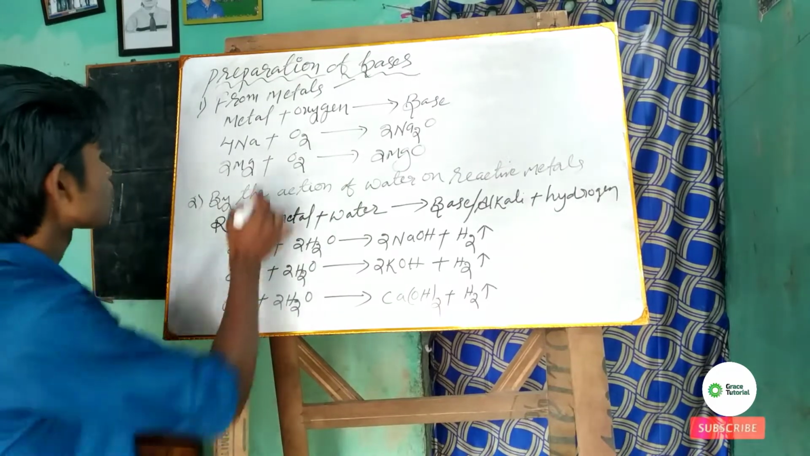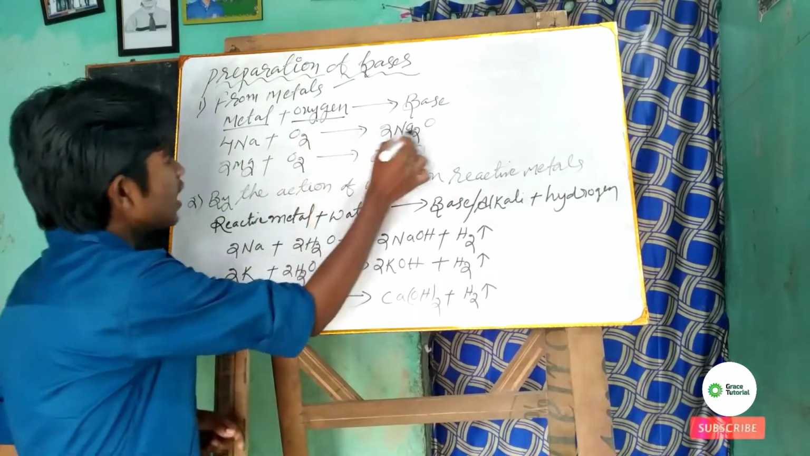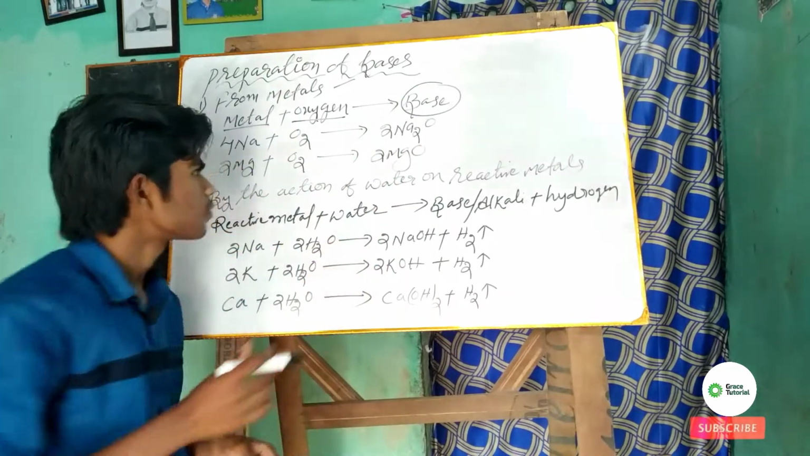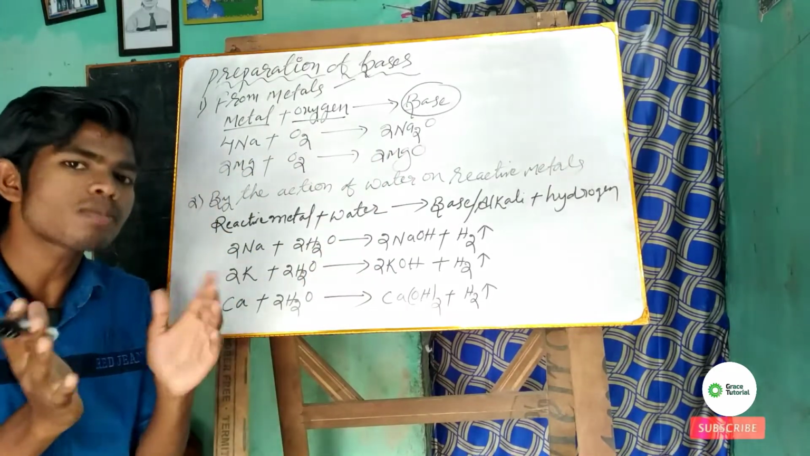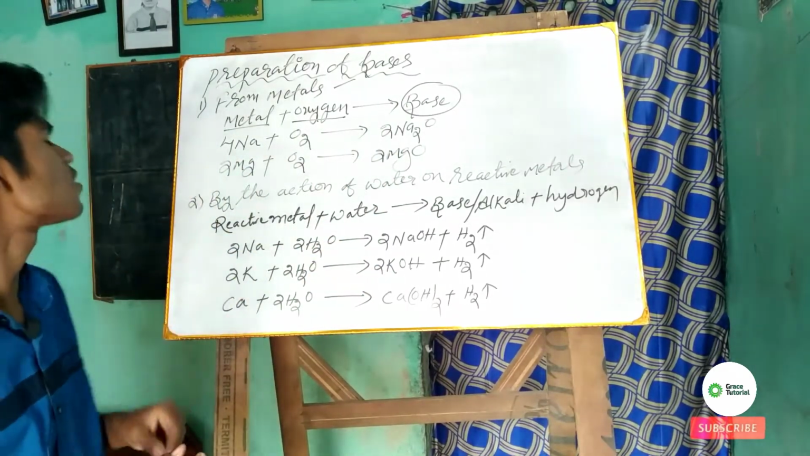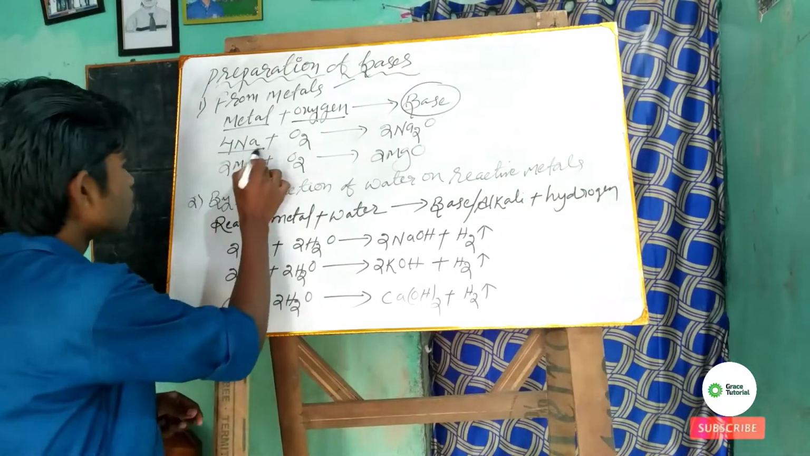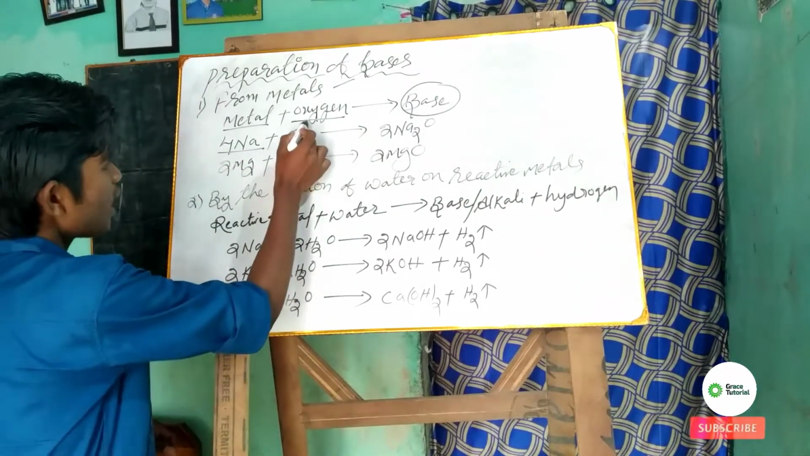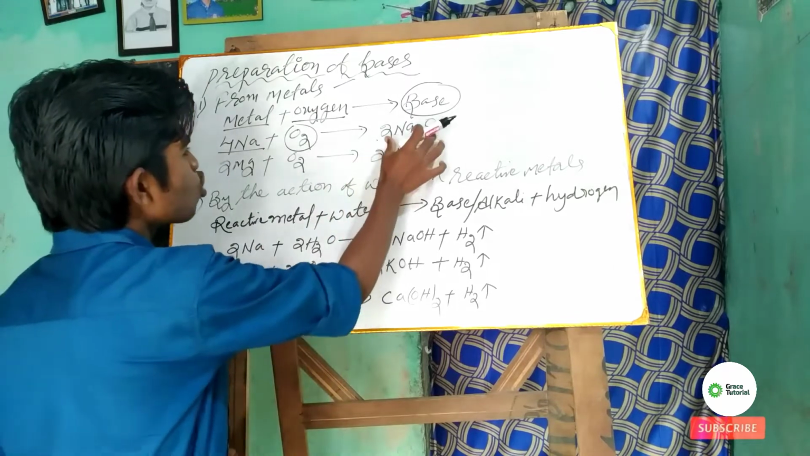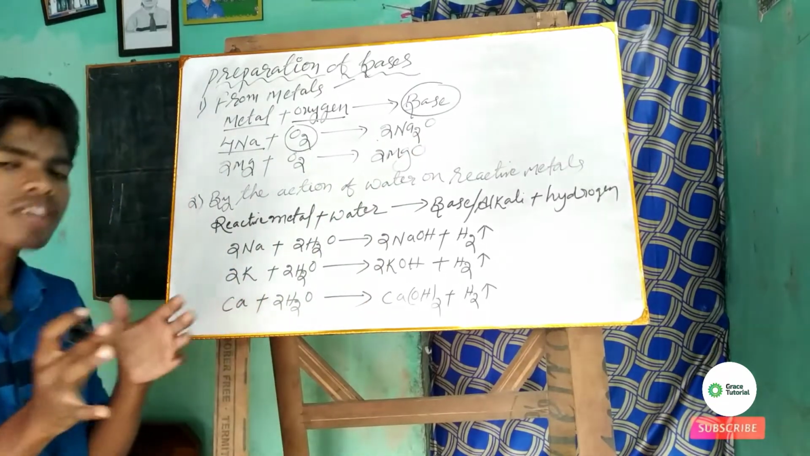Whenever the metal reacts with oxygen, it gives a base. That means the metal oxide is produced. So the metal oxide is a base. For example, we have sodium. The sodium is a metal. When it reacts with oxygen, it gives the sodium oxide. That is, the sodium oxide is obtained here.